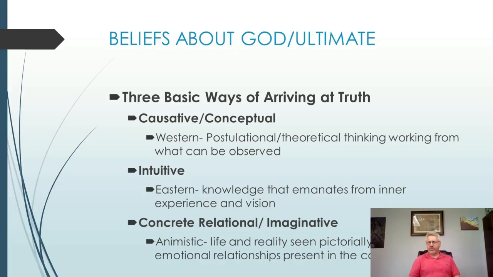There's the causative conceptual. That's Western style thinking typically, where we have postulational, theoretical thinking. We work from what can be observed and we work backwards. Some of the teleological argument for the existence of God, that is very much Western. This exists, and therefore since this exists, it must have a cause, and since that cause is shown to be this, this, and this, we can see this about the existence of God. That's one way of arriving at truth.